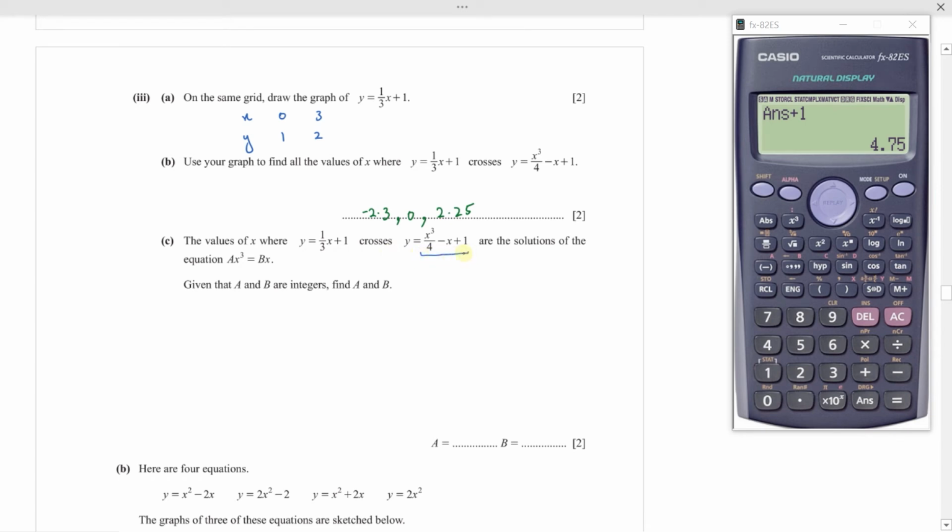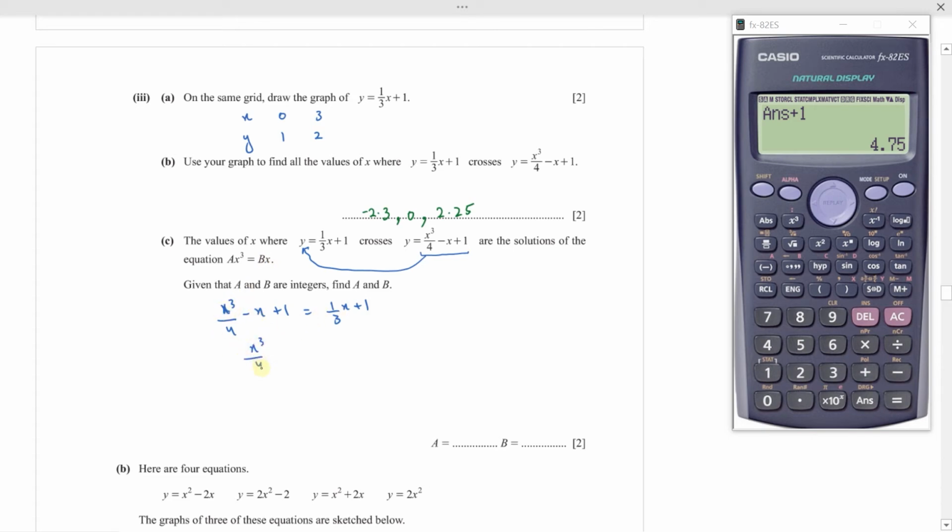I will substitute this value of y here. So if I substitute this, I will get x cubed over 4 minus x plus 1. I replace this y here and then it equals 1 over 3 x plus 1. Now I need to convert this equation into this form. So I have x cubed on one side and bx, the coefficient of x, on the other side. So I'll take everything towards the right side except this cube term.